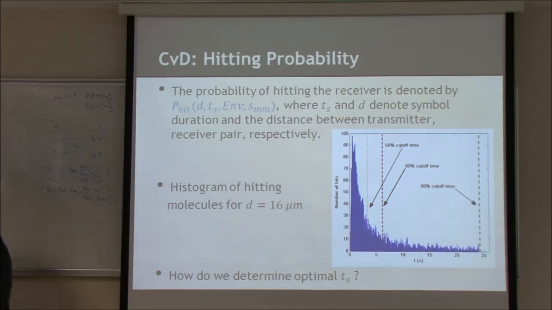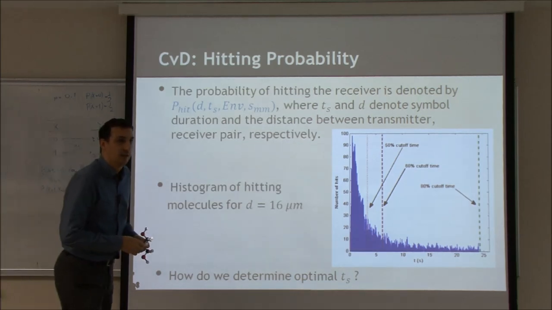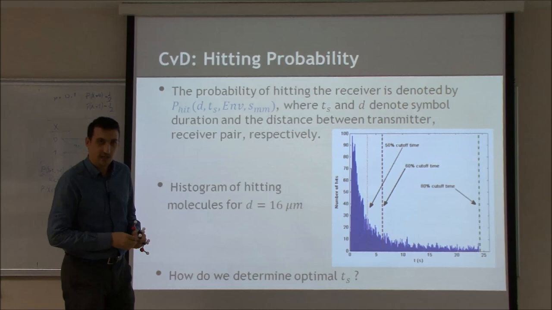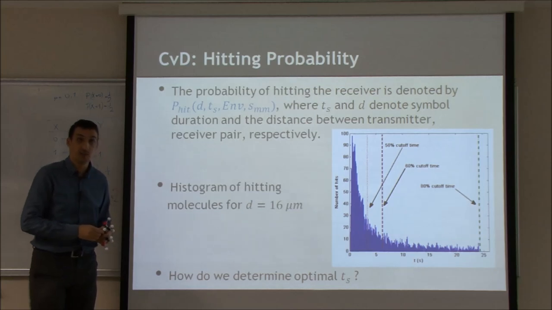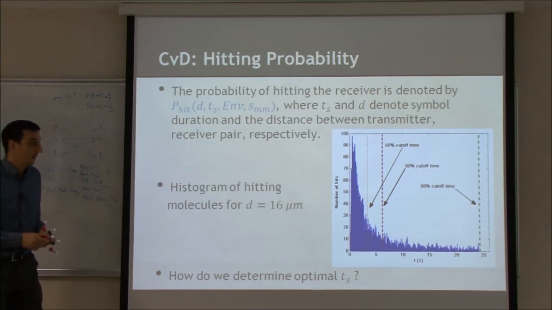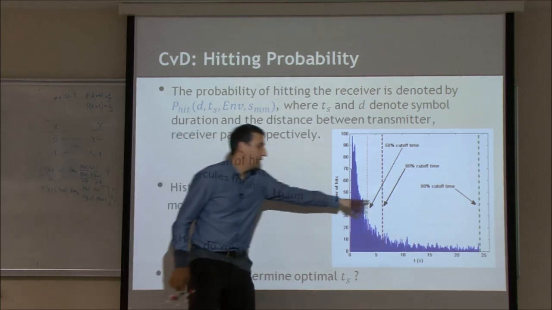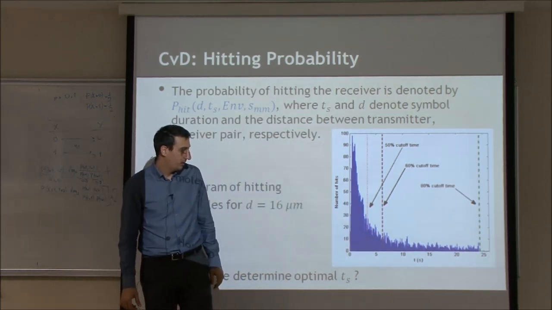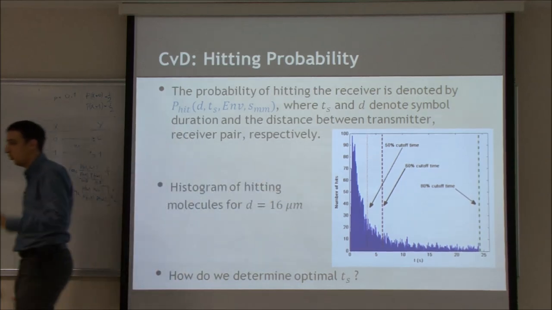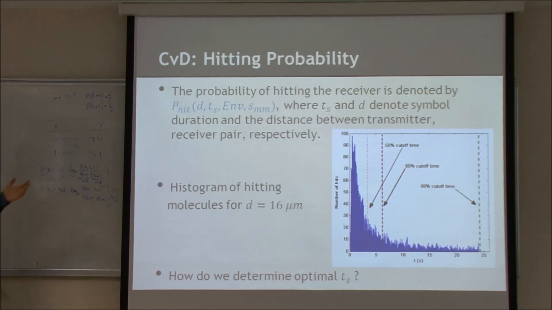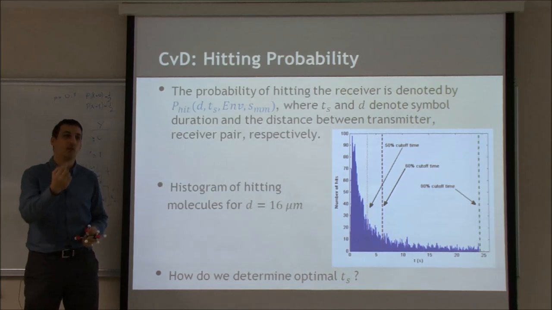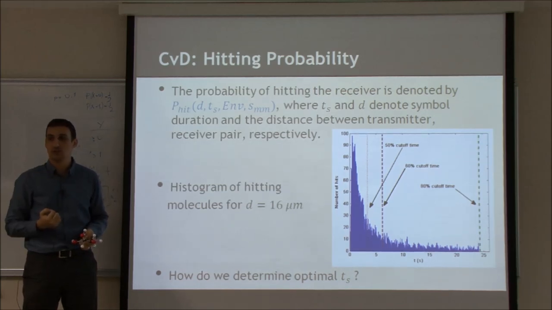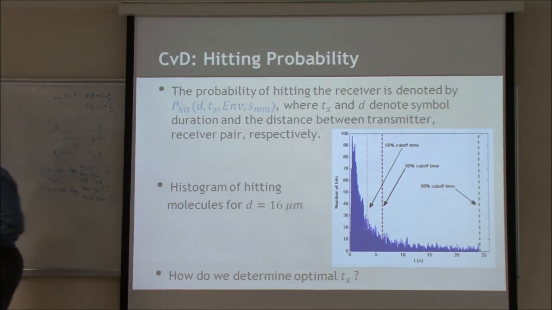This is the 50% cutoff time. What do I mean by 50% cutoff time? Up to 4 seconds, 50% of the hitting molecules are arriving. Not all the molecules. This is the 60% cutoff. And we see that the 80% cutoff time is so high. It is something like 24 seconds, which is not feasible for communication. For sending one symbol, you wait for 24 seconds, not feasible.